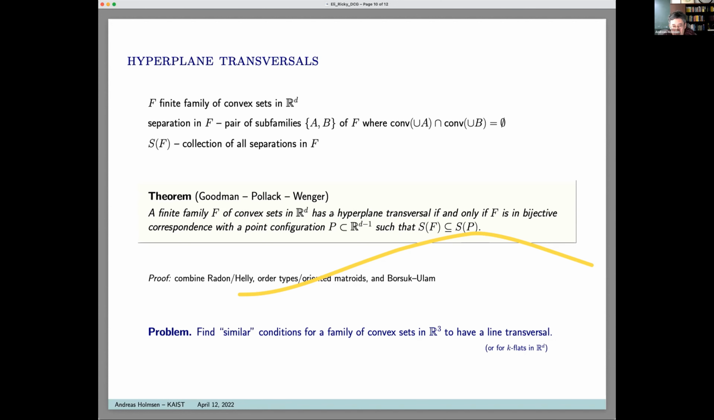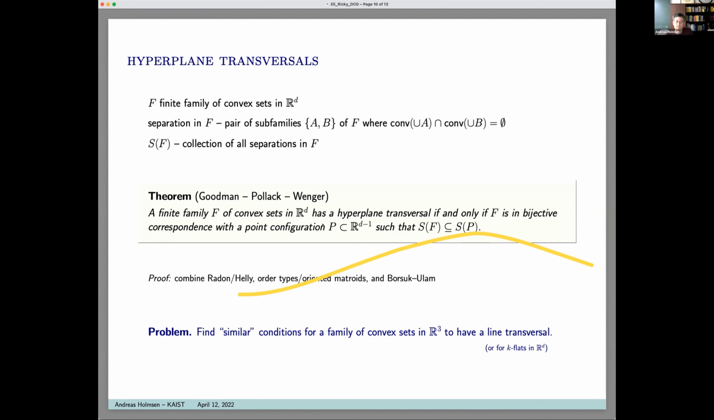It involves Radon's and Helly's theorem. It involves order types and oriented matroids. It's where I learned about oriented matroids. You take these ingredients and you mix them together with some Borsuk-Ulam theorem, and that's basically the proof. And so this is my favorite theorem of theirs.